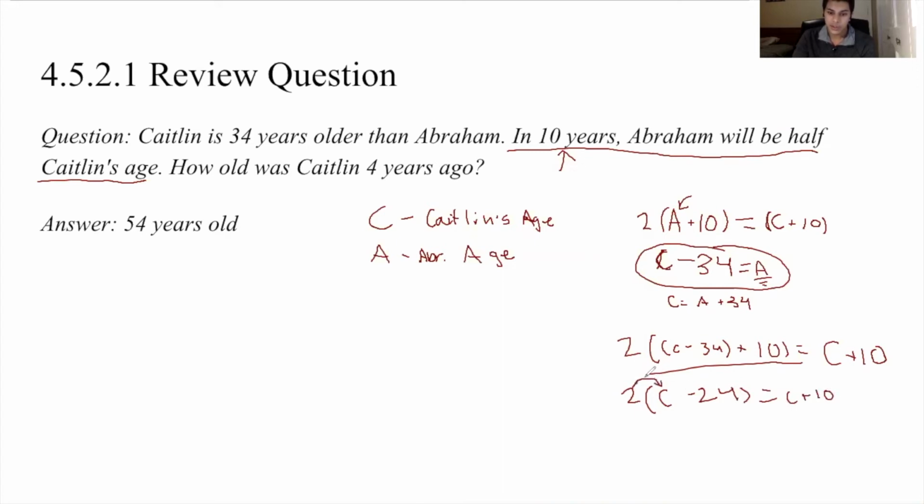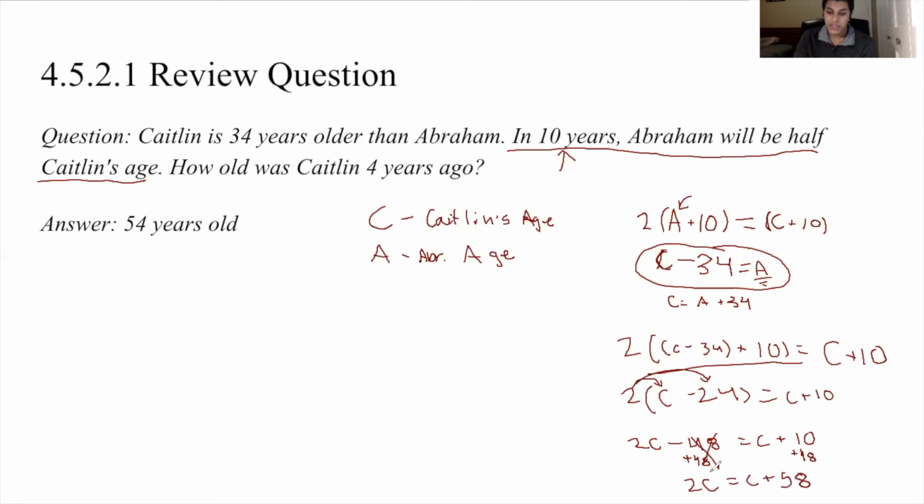And then one more simplification step. We just need to distribute this multiplication of 2. So we do 2 times C, and then keep the symbol in the middle, the minus, and then 2 times 24, which is 48. So 2C minus 48 equals C plus 10. All right, now we need to isolate the variable. So I'll choose the left-hand side to get the variable on. So we need to get rid of this minus 48 by adding 48 to both sides of the equation so they cancel out, because you do the opposite operation of the same number. So these cancel out, and then we get 2C equals C plus 58.